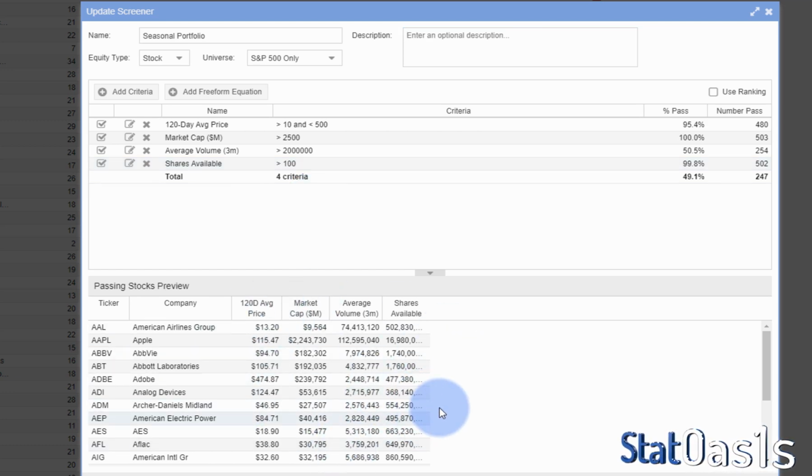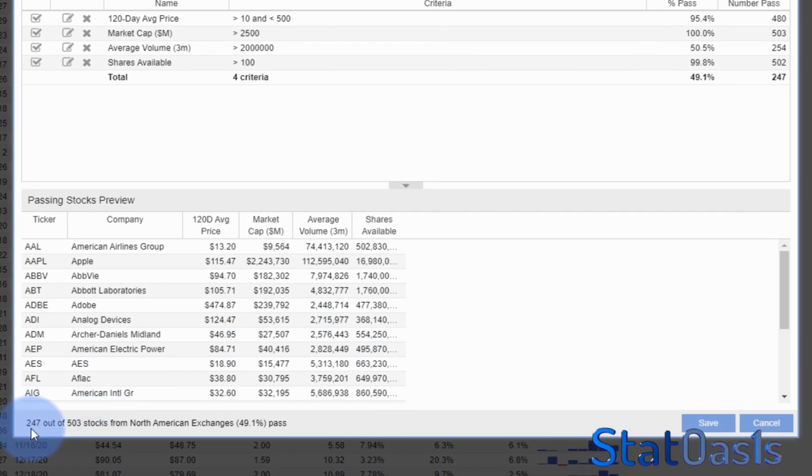So once you do all this, then 247 stocks will pass these filters out of the 503 stocks in the S&P 500.